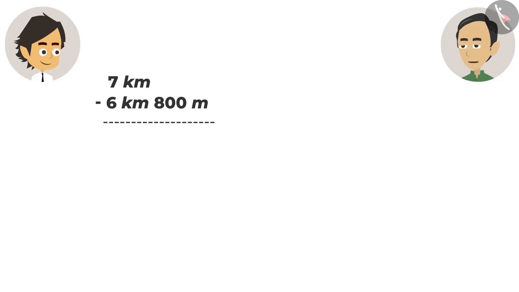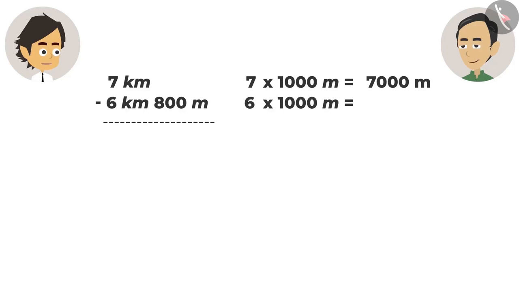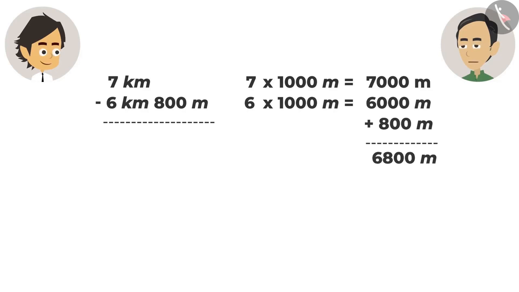It's easy. Do one thing. Convert both distances into meters. To convert 7 kilometers into meters, we will multiply it by 1000. So here it is 7000 meters. Just like that, multiplying 6 kilometers by 1000, the answer will be 6000 meters. And adding 800 meters to it, the answer will be 6800 meters.